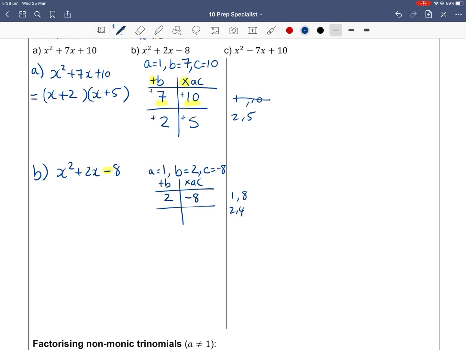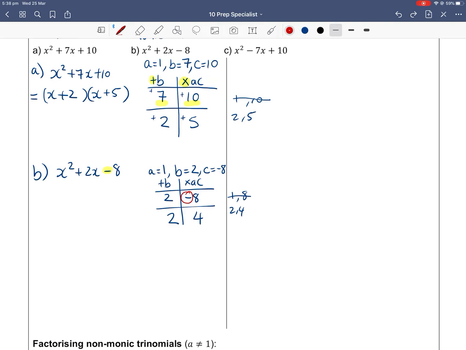Well, the difference between 1 and 8 is 7, so that's not possible. 4 and 2 differ by 2, so that sounds good. So let's put a 2 in the first box and a 4 in the second box. Now, this is where we care about the positive and negative signs. We want to multiply to be negative 8, so one of the 2 and the 4 is a negative sign, because a positive and a negative multiply to be negative.